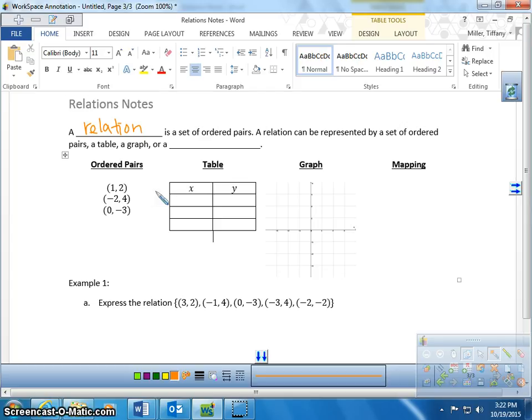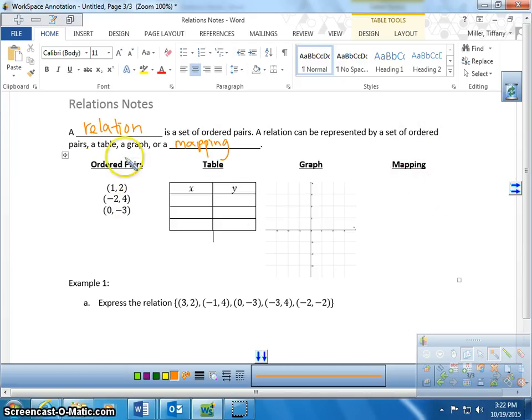A relation can be represented by a set of ordered pairs, which we just talked about, a table, a graph, or a mapping. So we all should have seen a table before, a graph before, and the only one that we may not have seen before is what's called a mapping. Okay, and we'll get to that in just 1 minute.